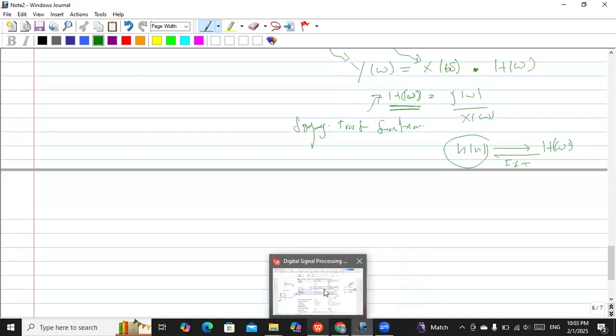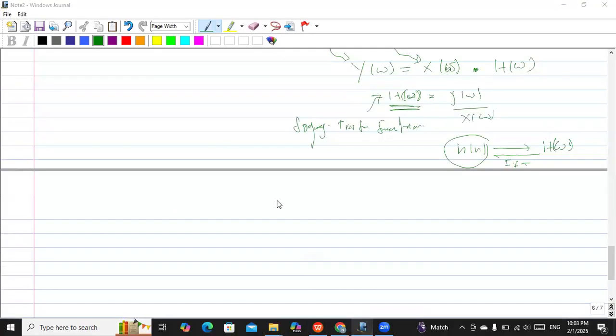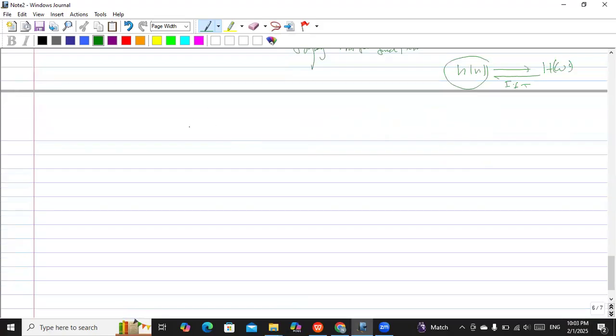For example, I will give you one example, so try to do this. It is not much difficult. Let's say that you have hn, and hn is 0, 1, 1. This is the hn.